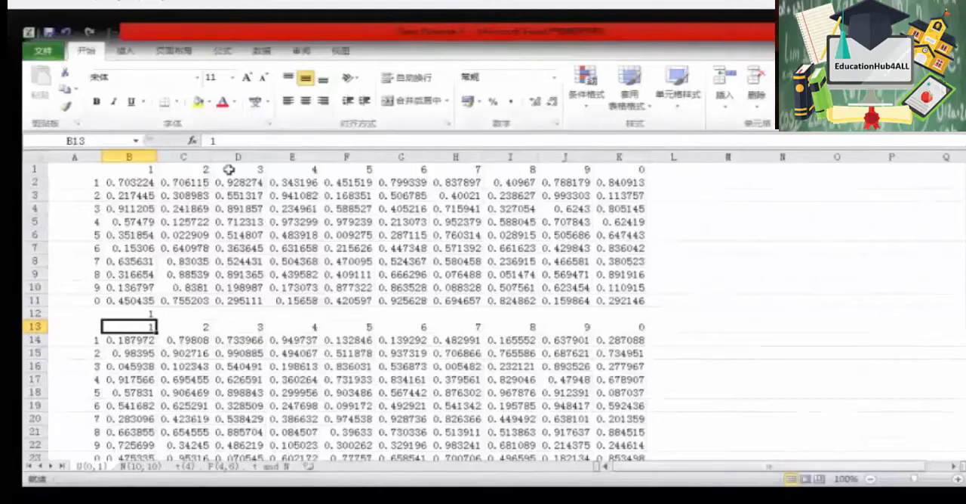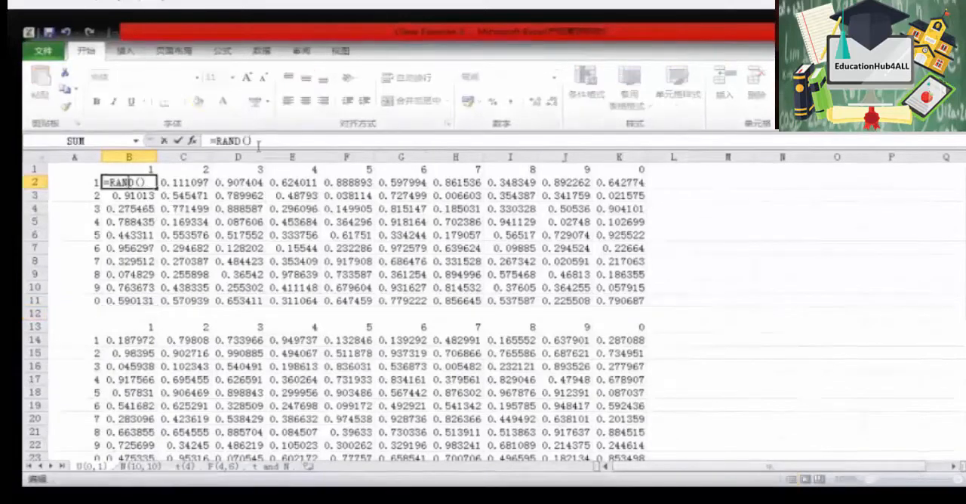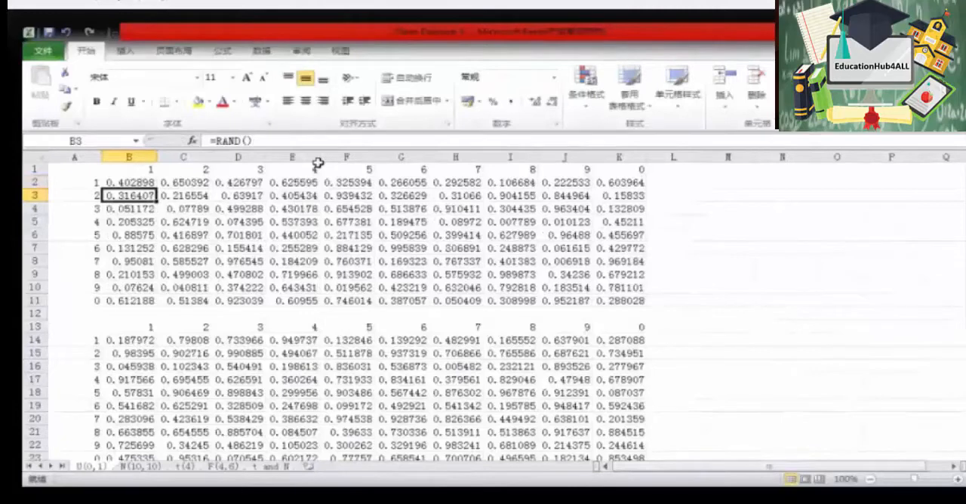So you know how to use that too. You do Control C, and when you paste, you select some options. Here you select that we only paste the value. RAND is just the random function, and then you just drag right and drag down.